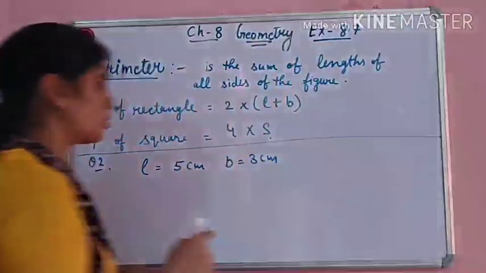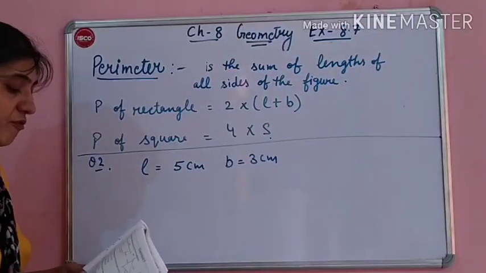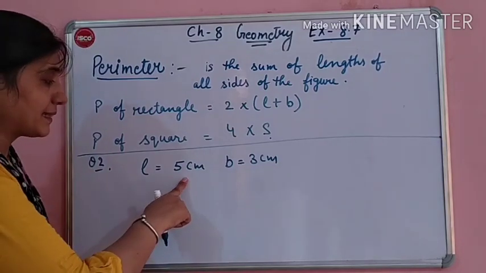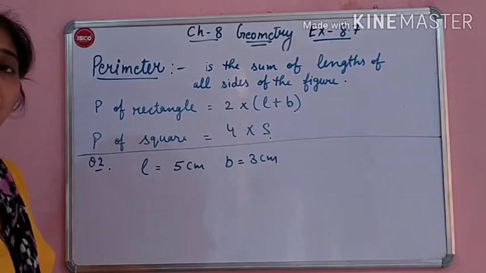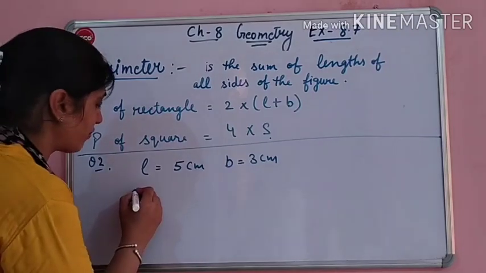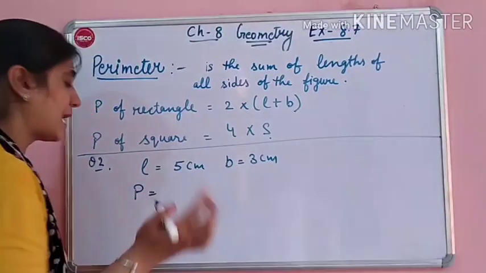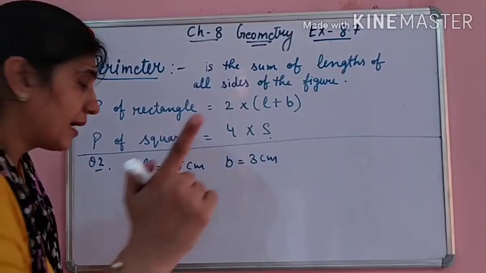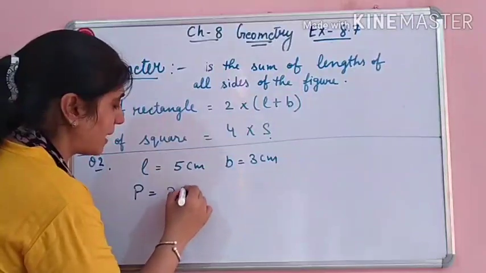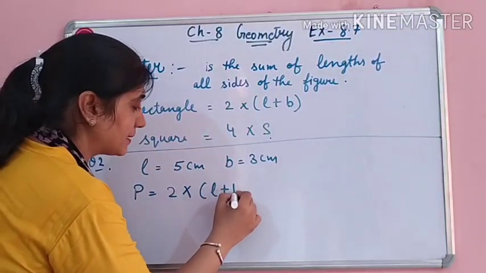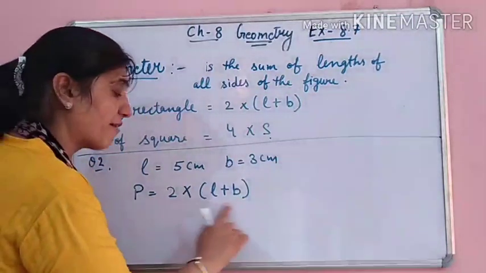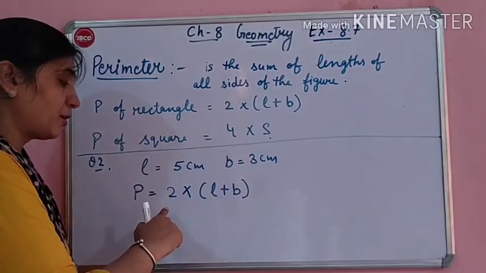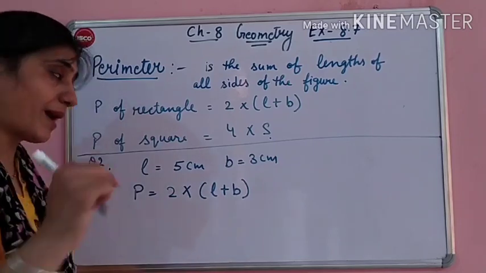Okay. See question number 2. Your question is saying: find the perimeter of a rectangle whose length, L, is 5 centimeter and breadth is 3 centimeter. Tell me, what is the formula for finding the perimeter of a rectangle? Yes, 2 multiply L plus B. First of all you have to add length and breadth, then multiply by 2 because they are repeating twice.